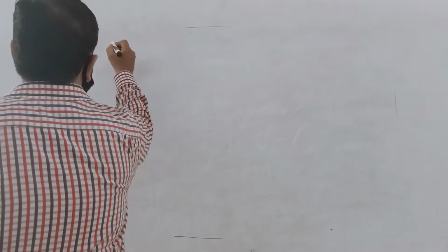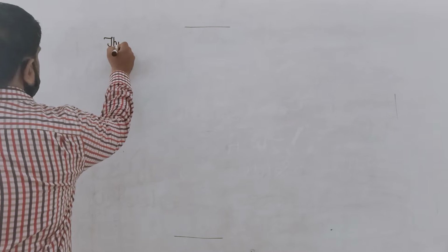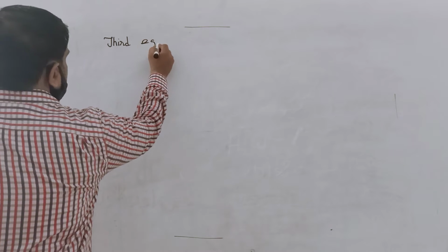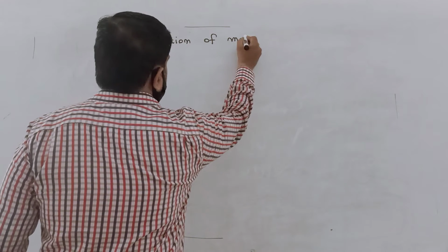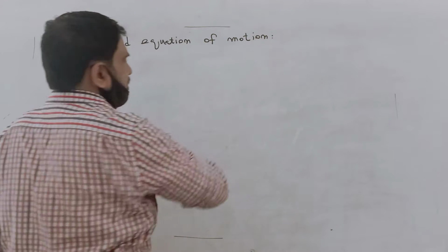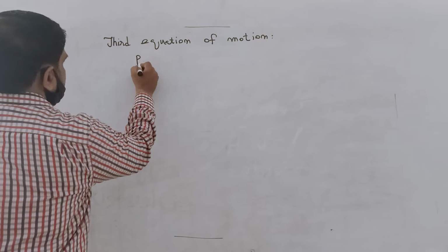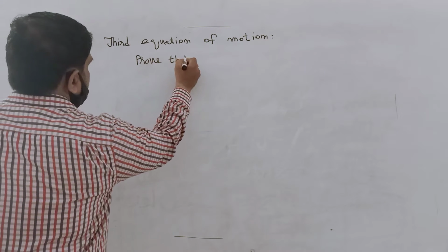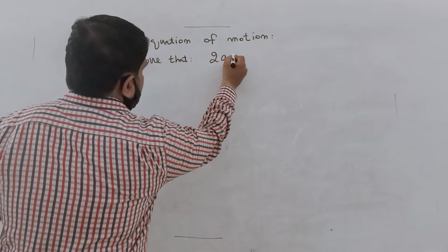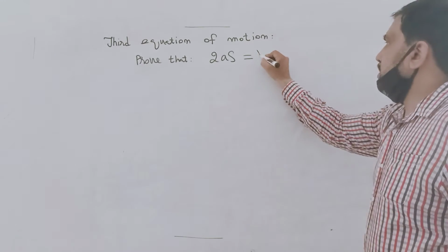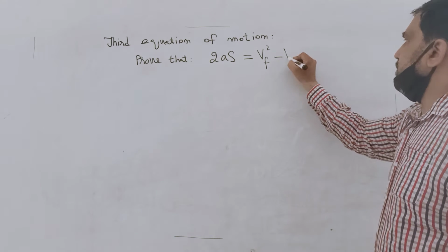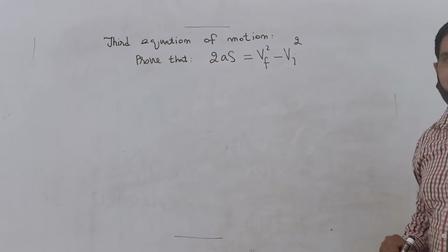Third equation of motion. Prove that 2AS is equal to VF square minus VI square.